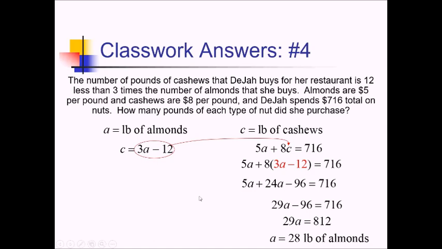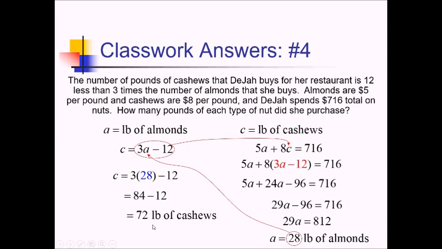All right, let's find out how many cashews we have. Since we know the number of almonds, A, we can plug in 28 for A in any of the equations that we started with. I'm going to go with this equation over here because C is already by itself, and that's what we're trying to find now. So plugging in 28 for this A right here, we've got 3 times 28 minus 12. 3 times 28, that's going to be, let's see, 84. And if I subtract 12 from that, that's going to be 72. So in real life terms, that means we have 72 pounds of cashews.